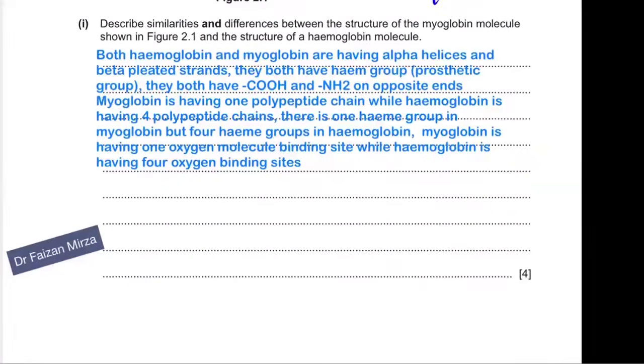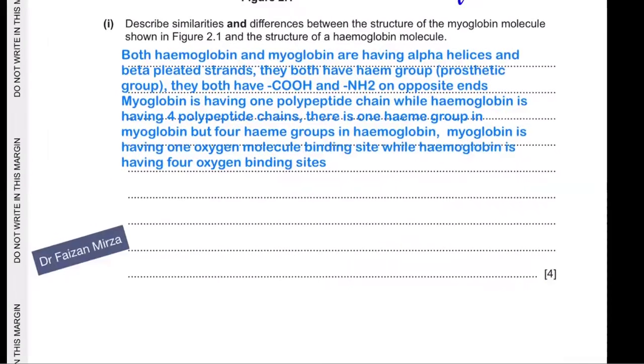They're asking you to describe the similarities and differences between the structure of myoglobin molecules shown in figure 2.1 and the structure of hemoglobin. Recall this hemoglobin. So both hemoglobin and myoglobin have alpha helices, beta pleated strands. They both contain heme groups, prosthetic groups. They both have carboxyl and the NH2 terminals on opposite ends.